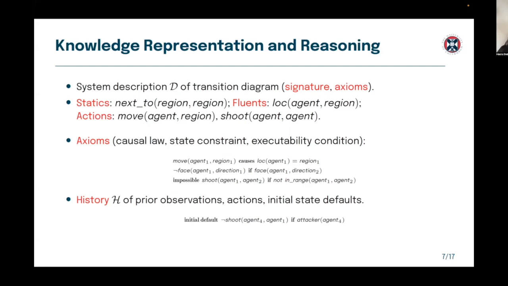And then it's going to have different types of axioms. Here I have a set of axioms to give an idea. The first one says that moving to a particular location causes the agent to be in that location. We can also specify axioms like the agent cannot face two directions at the same time when you are trying to rotate. And then we can also have axioms to prevent the agent from taking a shooting action when it doesn't have any other attack agents in its shooting range. Apart from these axioms, it also has a partial history, which consists of prior observations and action executions of the agent, and also some initial state defaults.